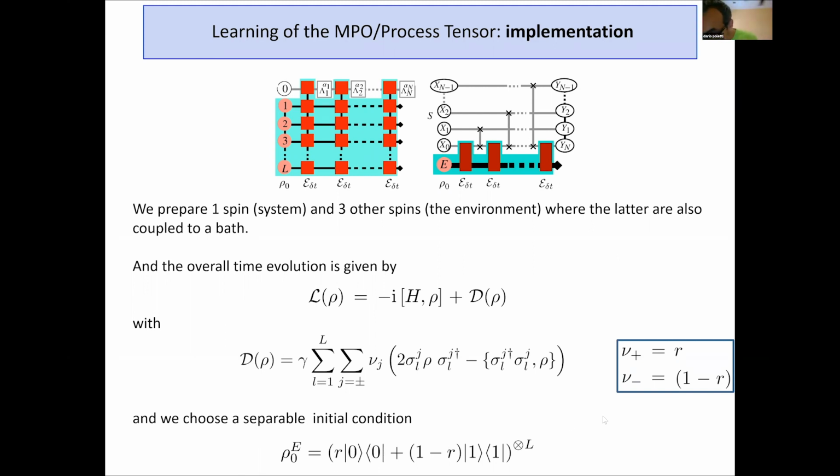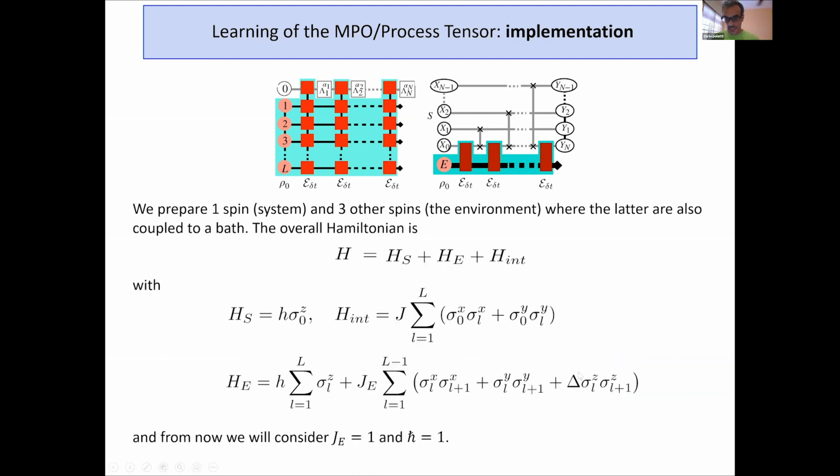So there is a question from the audience: what is the delta? So let me try to go back one slide here. This delta in the XXZ chain is called the anisotropy, and indicates, in a sense, how strongly interacting the system is.